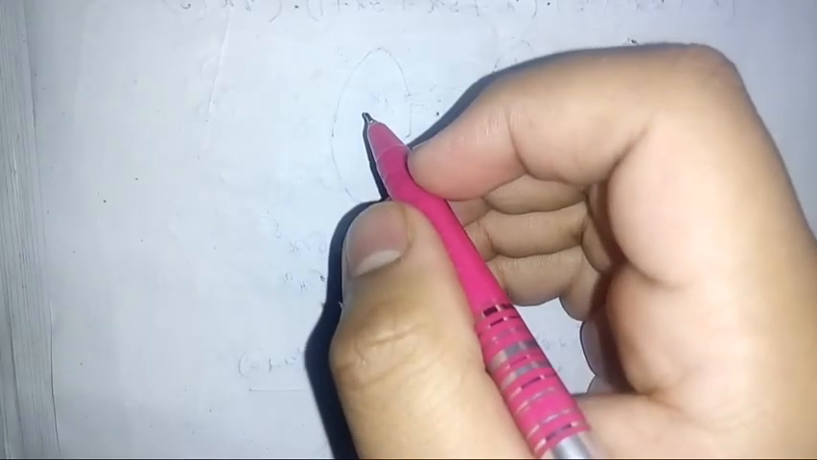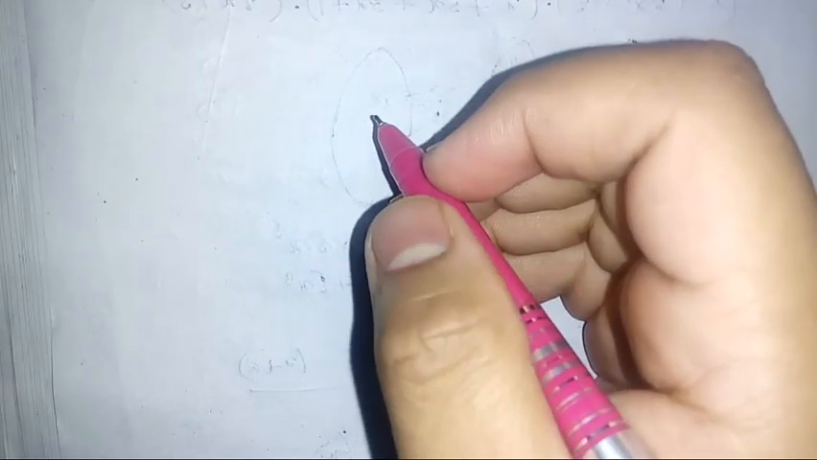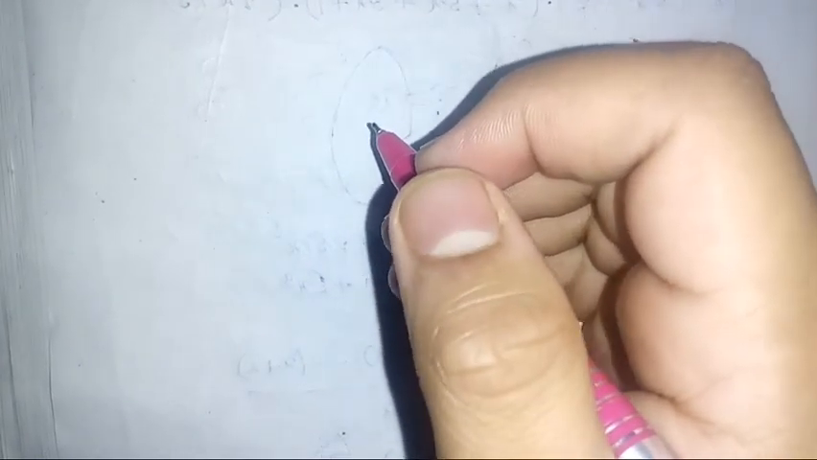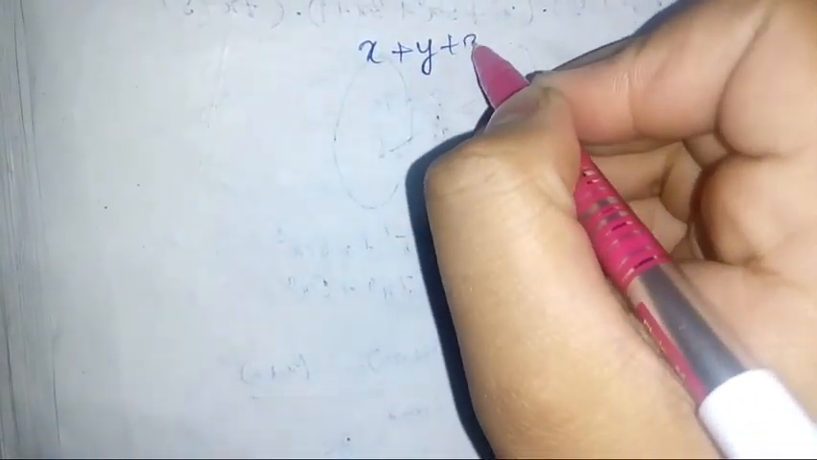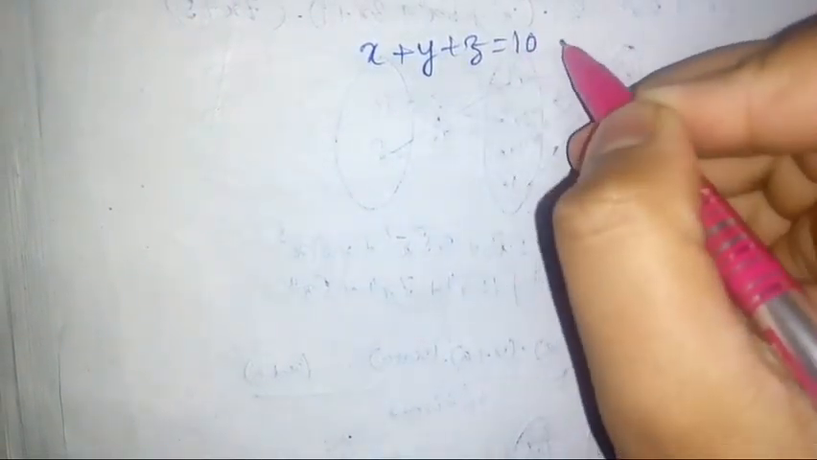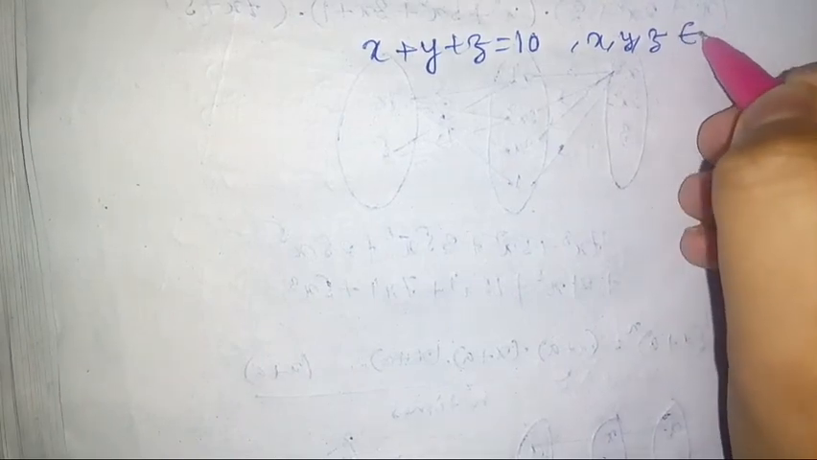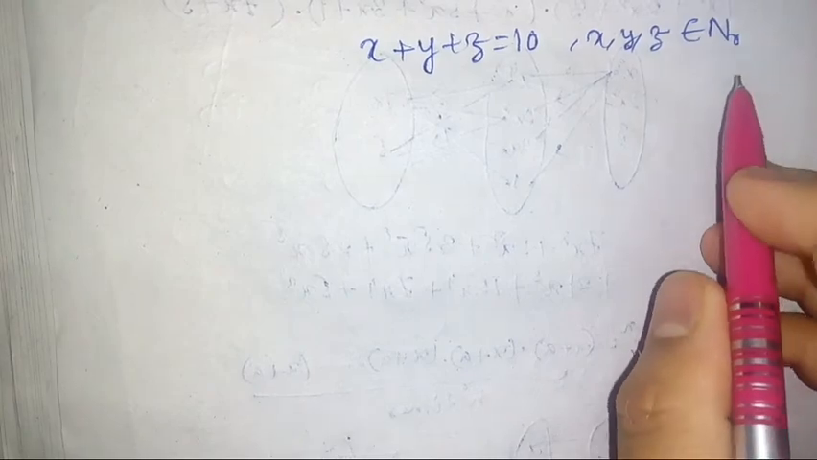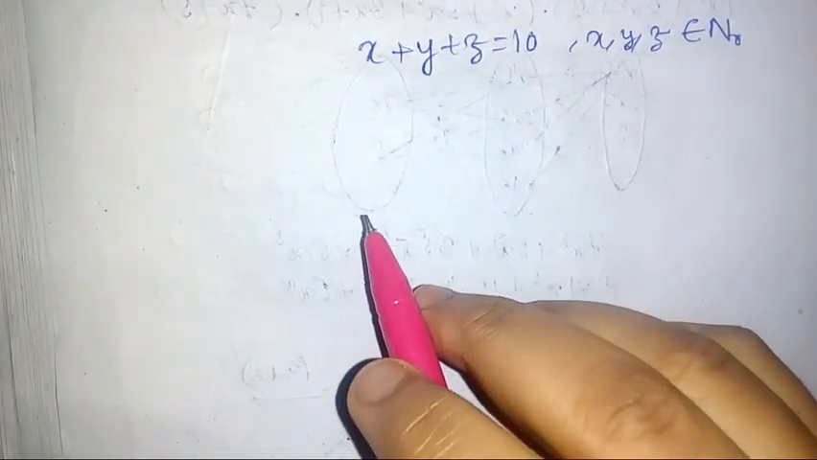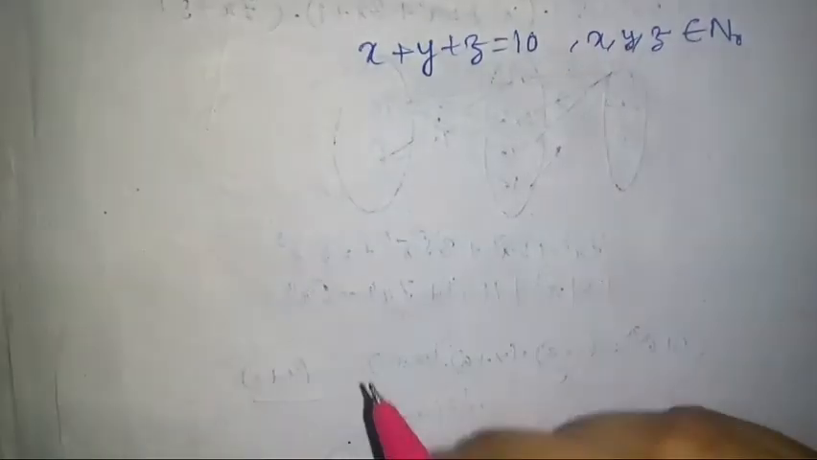In the table method, we have to draw the table and we have to increase or decrease the value of the variables so as to satisfy the given condition. Let me take an example. If we are given this question, x plus y plus z is equal to 10, where x, y and z belong to the set of whole numbers, that is natural numbers including 0. We have to find the possible combinations of x, y and z.